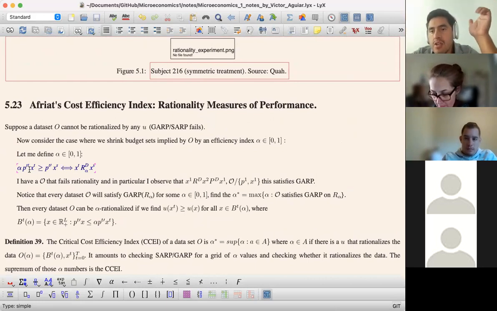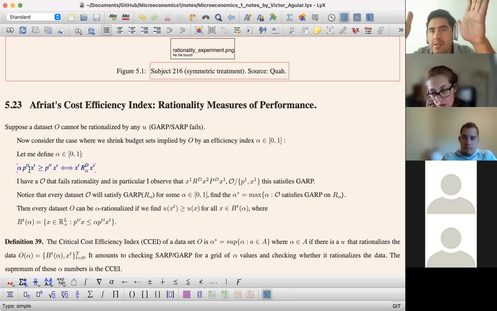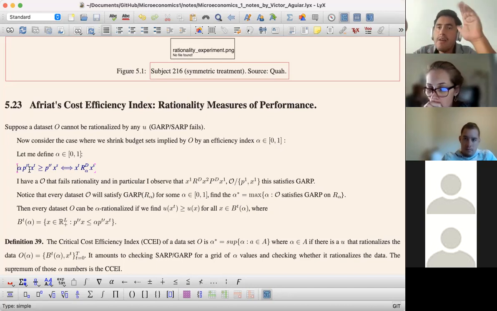right? So essentially, you can fix an alpha, and then you can check the alpha GARP exactly as you would check in the GARP, okay? So for your problem set, if you're able to code GARP, then you can go to the same code and modify the revealed preference relation with an alpha, right? And then you can solve for each alpha in a grid and then maximize over the grid, right?